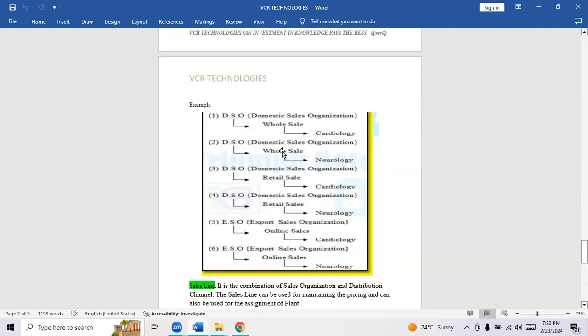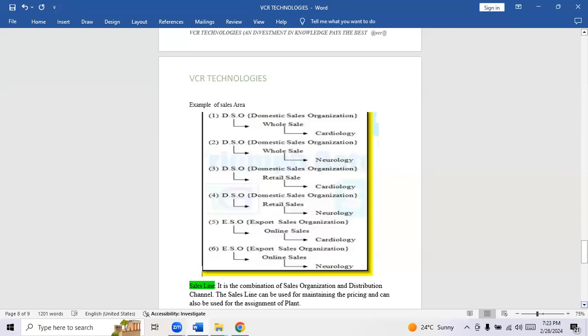This is the example of sales area. I have to mention here an example of sales area. Here in this example, what is the sales organization, what is the distribution channel, and what is the division? Here, domestic sales organization is the sales organization. Wholesaler and retailer are the distribution channels. Cardiology and neurology are the divisions. I think it's very clear to you right now with this example regarding sales area.